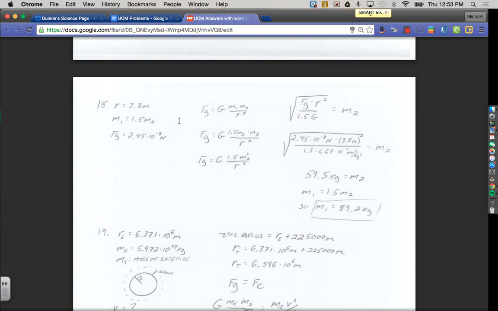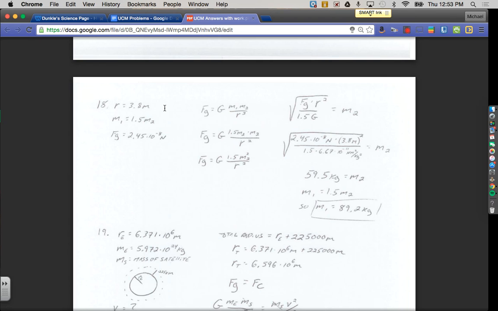In this video, we're going to be taking a look at numbers 18 and 19 on the Gravity and Uniform Circular Motion review sheet. Number 18: you and a friend are sitting in class. The center of mass of you and the center of mass of your friend are 3.8 meters apart, which is why we have R equals 3.8 meters.